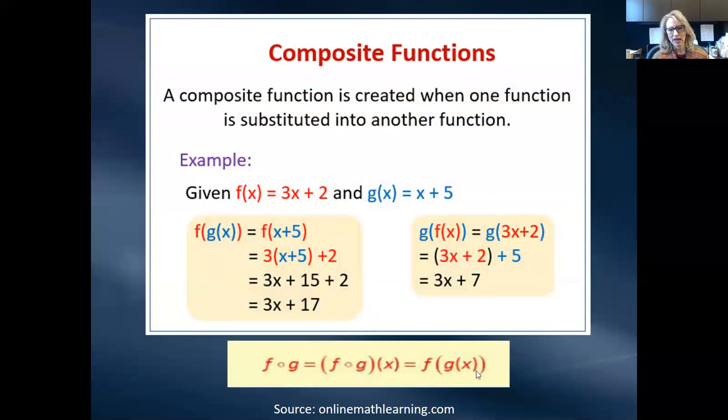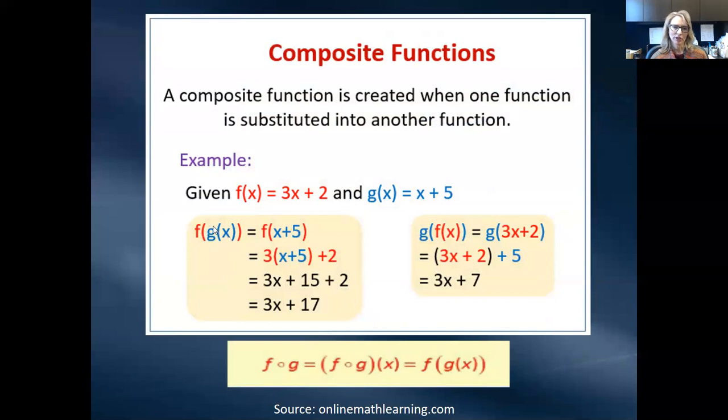It can be written f of g of x like this, or it can be written like this, or it can be written like this. I don't know what to call that little symbol, but it just means composite function. So given that f of x equals 3x plus 2 and g of x equals x plus 5, let's find f of g of x.